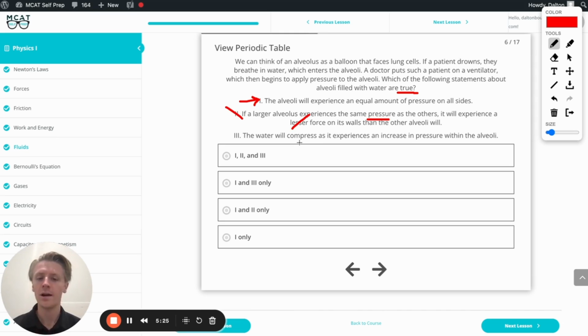Finally, the water will compress as it experiences an increase in pressure within the alveoli. This just has to do with the nature of a liquid. We know that a liquid, unlike a gas, is not going to compress, so that water is not going to compress. That will be incorrect. So that means our correct answer should be the last answer here, one only. Let's check it out.